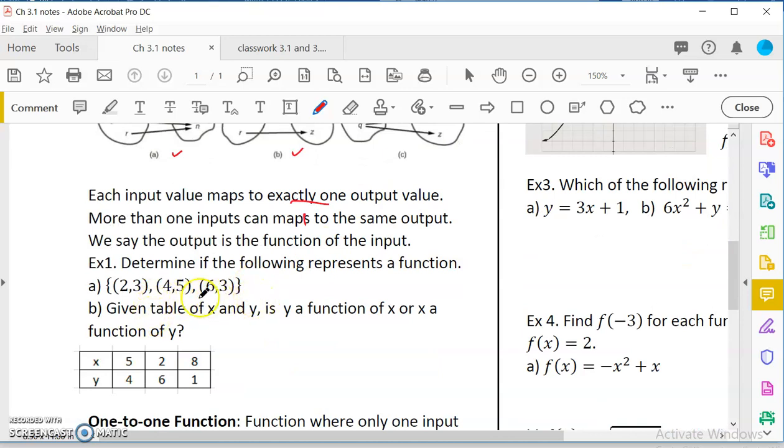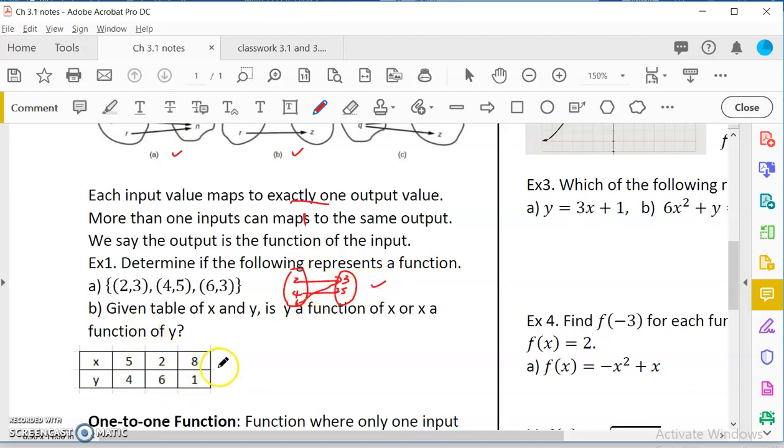So we can look at a set of ordered pairs. Is this a function? What we can do is draw the mapping diagram. That's the easiest way. 2 to 3 is a mapping, I have only 1. 4 to 5, only 1. 6 to 3, only 1. They share the same output, but it's okay. Every single one that comes out only has 1 arrow, so it is a function.